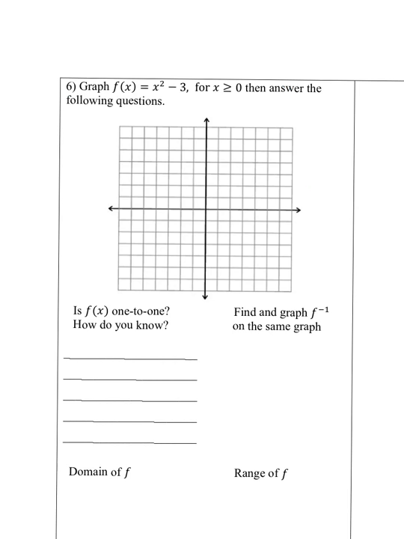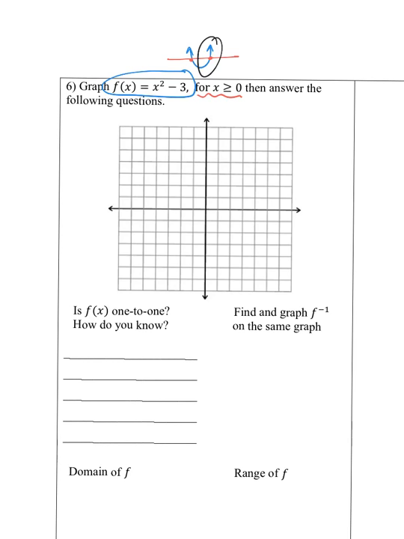Okay, flipping over to question number 6, we're looking at a quadratic equation, which the quadratics are parabolas, and remember that they do not pass the horizontal line test, so their inverses wouldn't be functions. But if we restrict the domain, that means we're only looking at the right side of this guy, then it will be 1-to-1. So let's graph this guy.